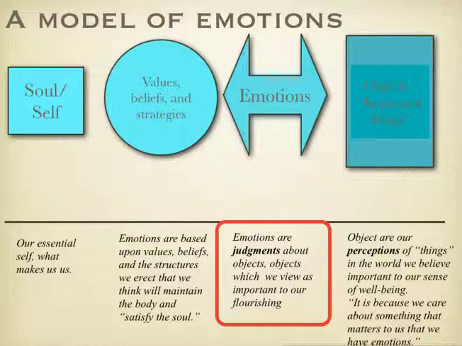In our last video, we introduced this diagram and talked about how emotions are what stand in between our values and beliefs about what will satisfy us and important objects in our lives. For this video, we're going to concentrate on this definition right here. Emotions are judgments about objects which we view as important for our well-being, or to use a more technical word, for our flourishing. Not just a sense of happiness or joy, but a deep and profound sense of satisfaction.